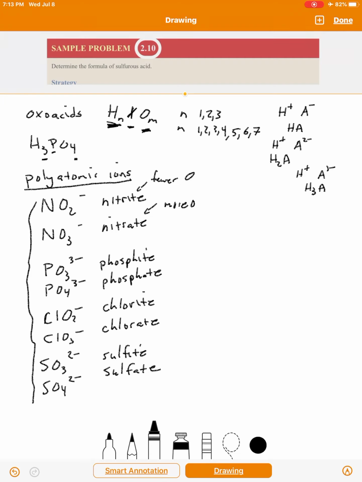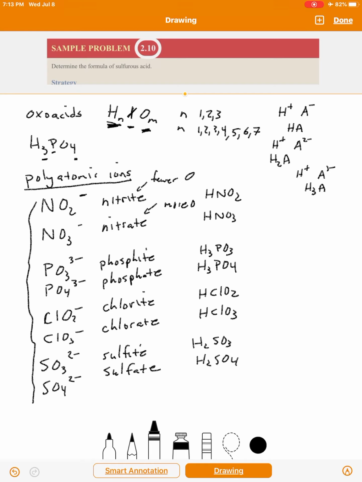The nitrite has a charge of -1, so you only need 1 hydrogen. That would be the acid. We're going to name it in a moment. NO3-, you only need 1. It only takes 1 hydrogen to neutralize the negative charge. But phosphite and phosphate have 3 negatives, so you need 3 hydrogens. Chlorite and chlorate, they're -1, so you only need 1 hydrogen. Sulfite and sulfate, they're -2, so you need 2 hydrogens.